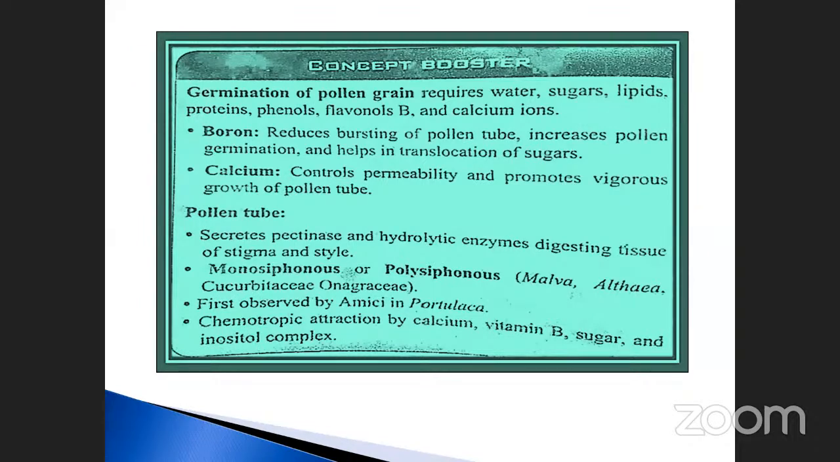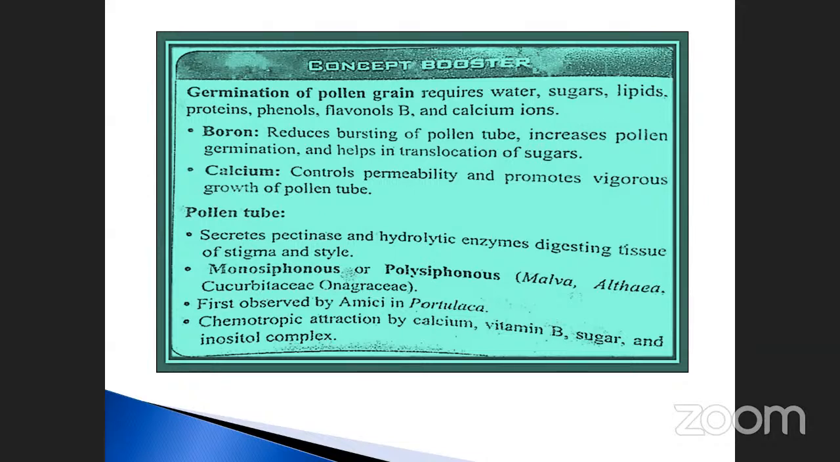Here, monosiphonous or polysiphonous: Malva, Althea, Cucurbitaceae, Onagraceae. These are the examples of monosiphonous or polysiphonous. First observed by Amici, and also Portulaca. What is the name of the scientist? Amici. And the name of the plant is this one.